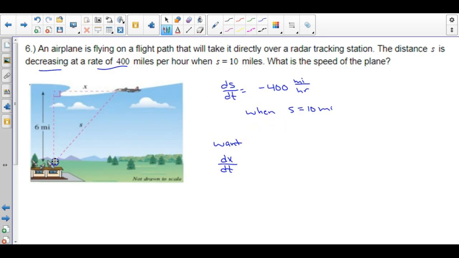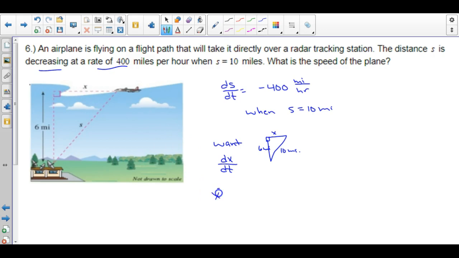So again, the 6 is constant. We already know that this is when S equals 10 miles. So what I can do right away is just acknowledge that, hey, we're probably going to need to know how far away that plane is at 10 miles, like how far the plane is horizontally from the tracking station. So we know that the plane is actually 10 miles away, straight line shot across S. We know the plane is 6 miles vertically above us, but we don't know that horizontal distance.